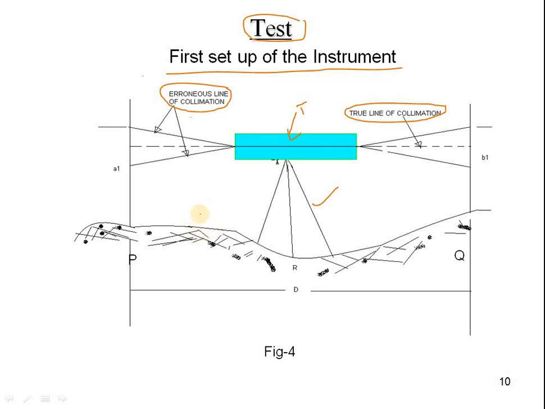For P and Q, the instrument is set up at the station point R, and the staff readings are at P and at Q. The distance between them is determined as capital D. This is the ground level. On P the point is termed A1 and this is termed B1. So this is nothing but simple leveling, which we have done to avoid the errors between the two instrument points.